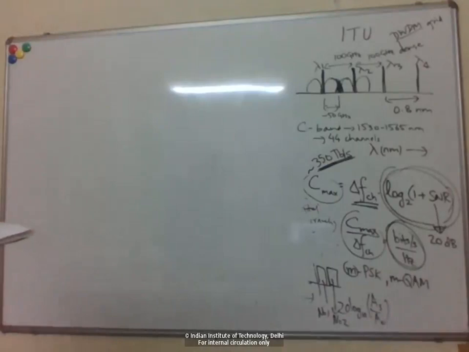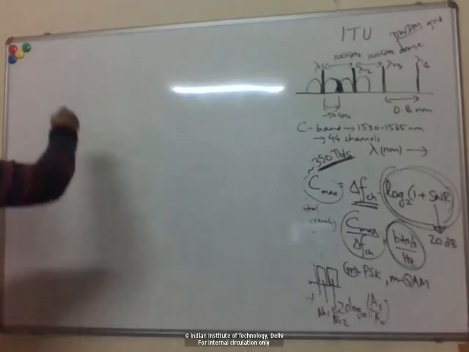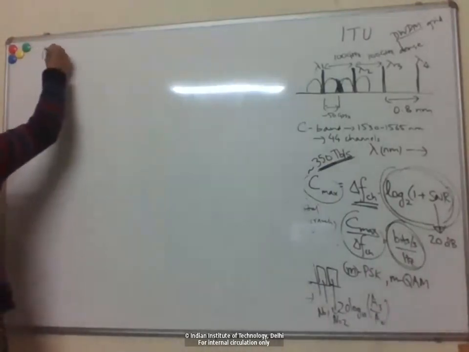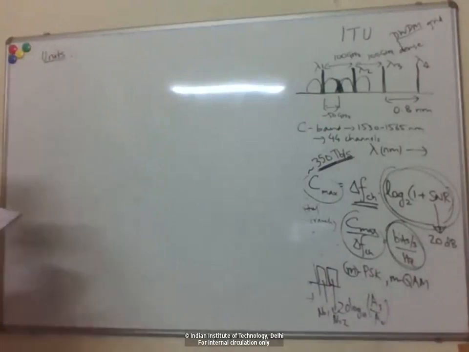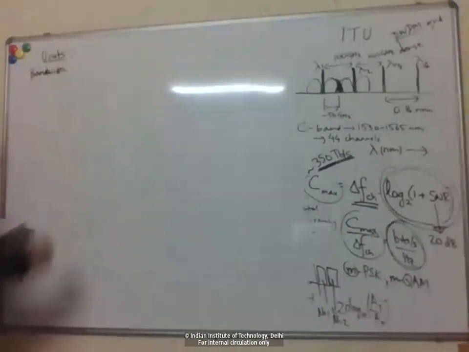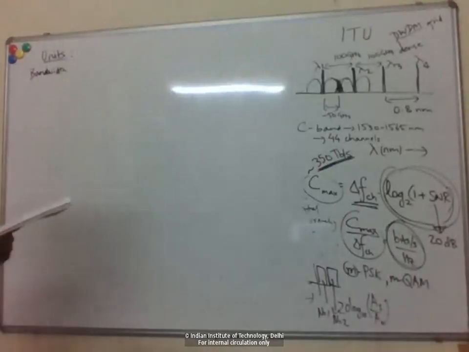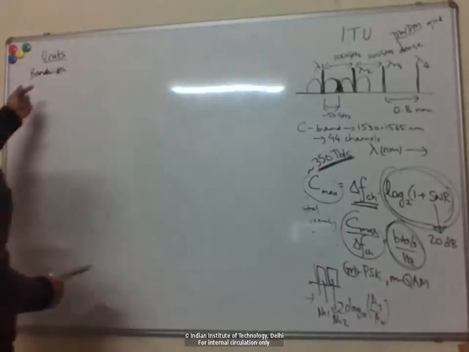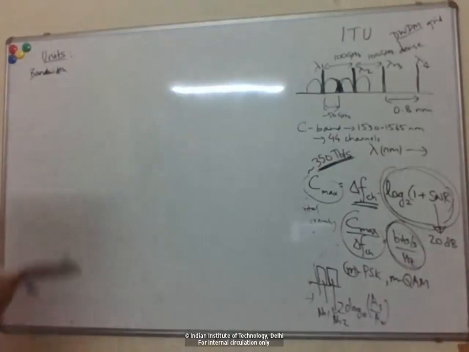Okay, so let's briefly just talk about some system of units that we'll be using throughout the course. So bandwidth is of course an important quantity in communication systems, right? So bandwidth is basically a range of frequency, right?